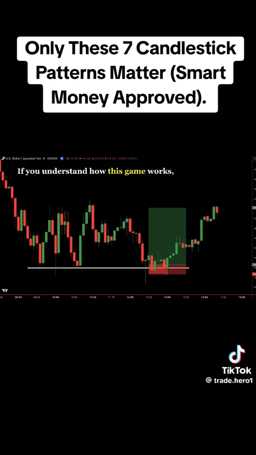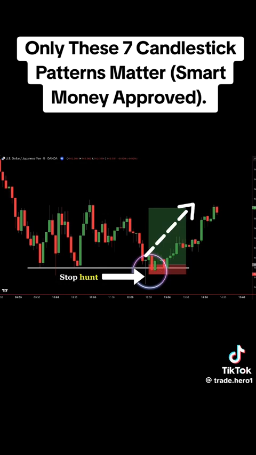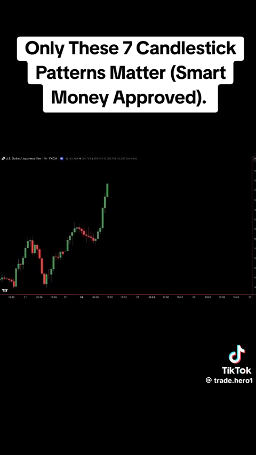If you understand how this game works, you don't panic when your stop gets hit. You re-enter confidently because you recognize what just happened. The pin bar wasn't rejecting your idea, it was clearing out the weak players before the real move began. Now let's look at how smart money uses the pin bar to confirm powerful zones.